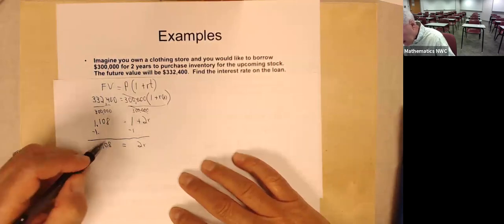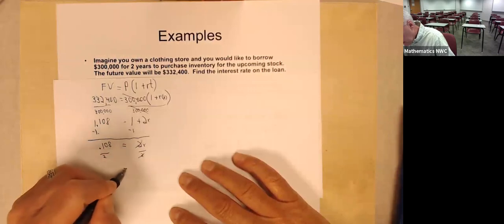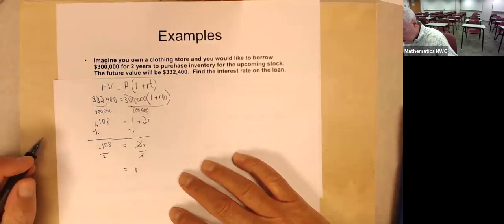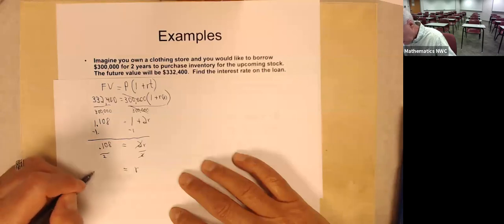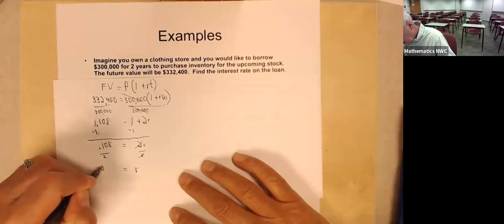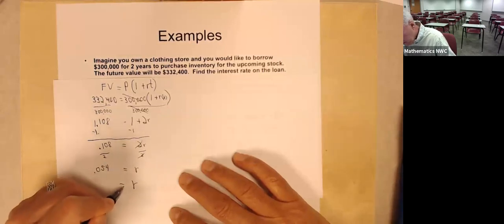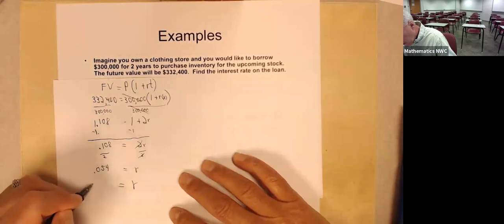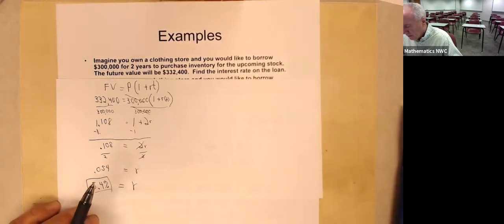Then I'm going to divide both sides by 2, because that will allow me to solve for R. When I do that division by 2, I get 0.054. Writing it as an interest rate, I move the decimal over 2 places. 5.4% is the interest rate on that loan.